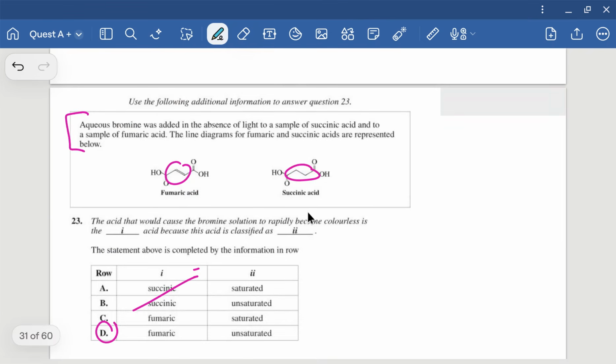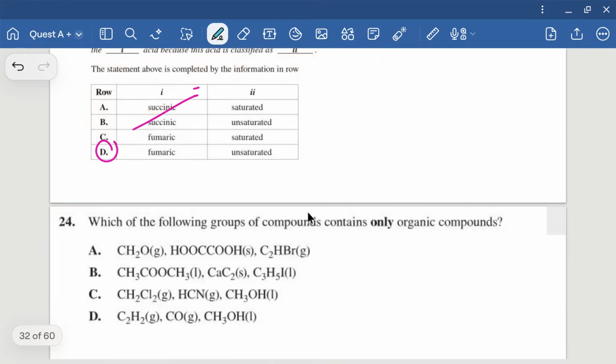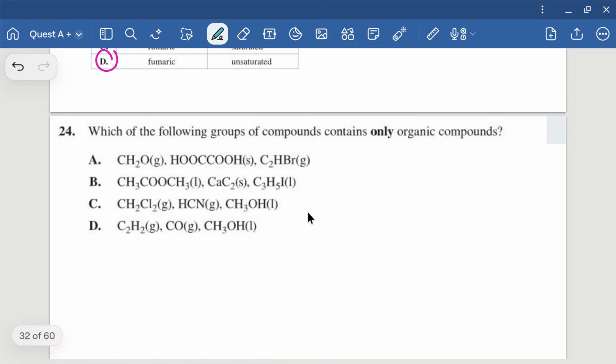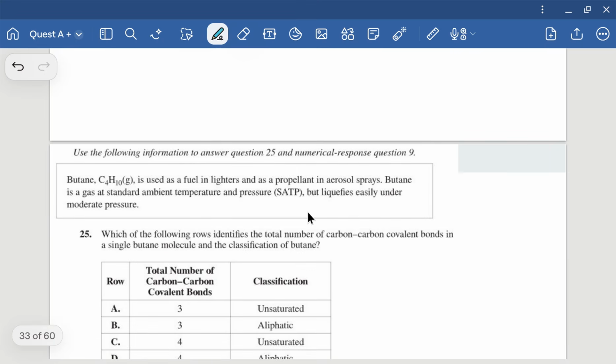That is just a reminder to make sure you know the bromine reaction. Breaking a double bond, color goes away. Single bond, you just get the substitution reaction. Question number 24, showing we know organic compounds. I can see here that carbon monoxide is not organic, HCN is not organic, and anything with a metal is not organic. Double checking A, everything there is organic, so that one will work out.